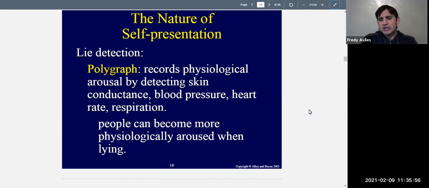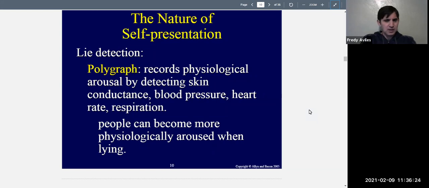Polygraph is this machine, basically, that has some wires sticking out of it, and they hook up those wires to your skin, you know, little wires or little suction cups, whatever it is, and they basically are trying to record the electrical conductivity of your skin. Because, you know, when you're lying and it bothers you, you start sweating a little bit, even though you don't perceive it, maybe it's just minimal, but that changes the electrical conductivity of your skin. It conducts a little bit more electricity.